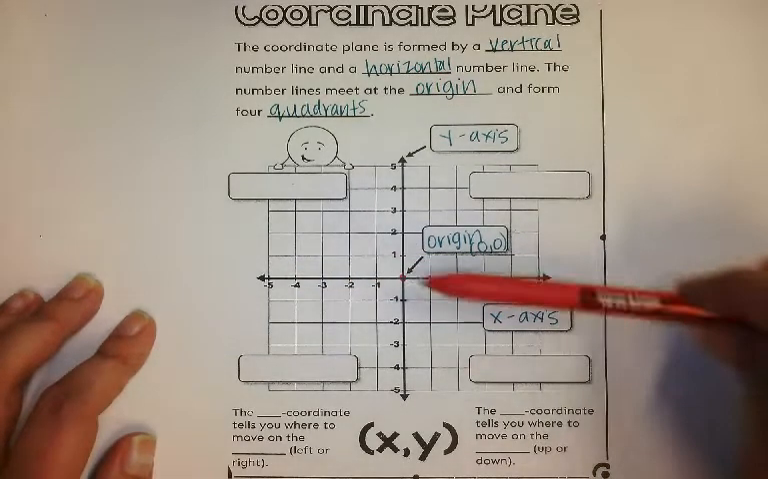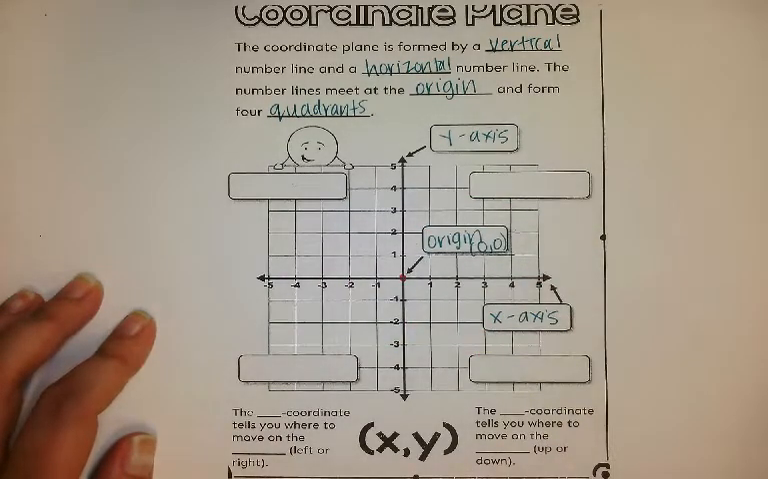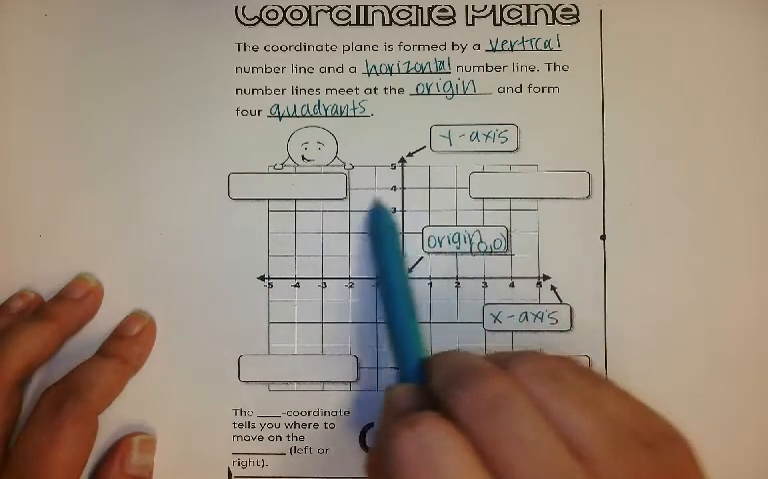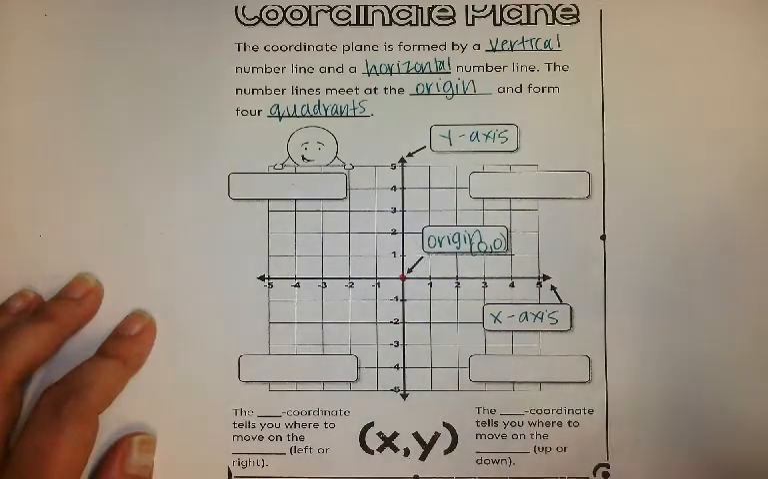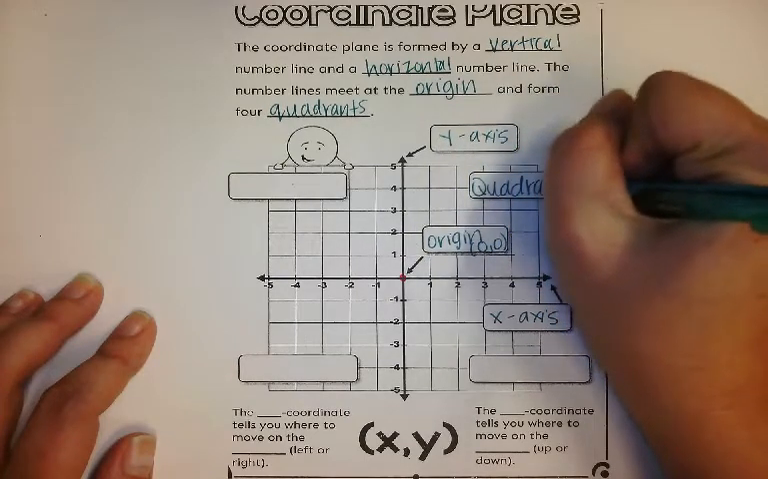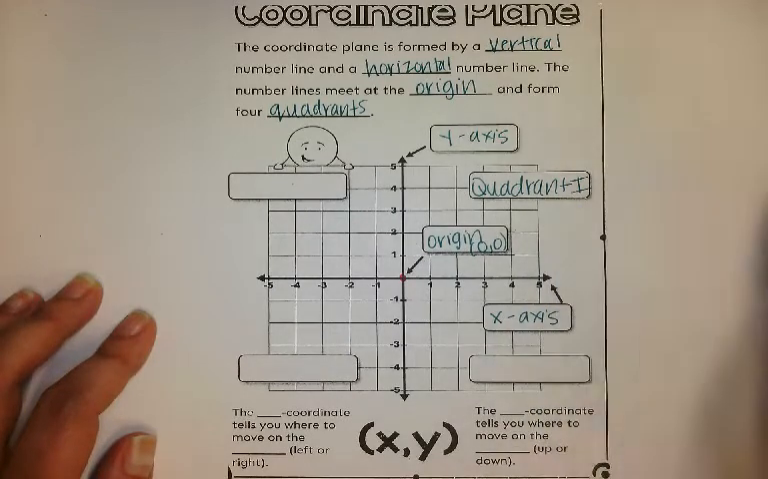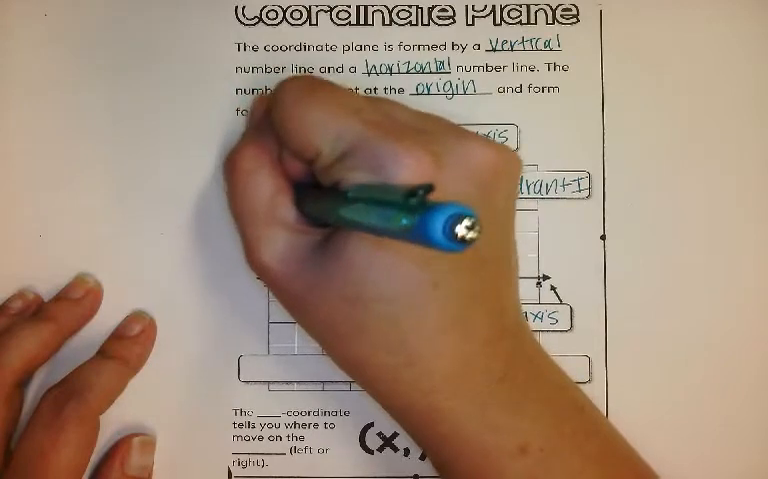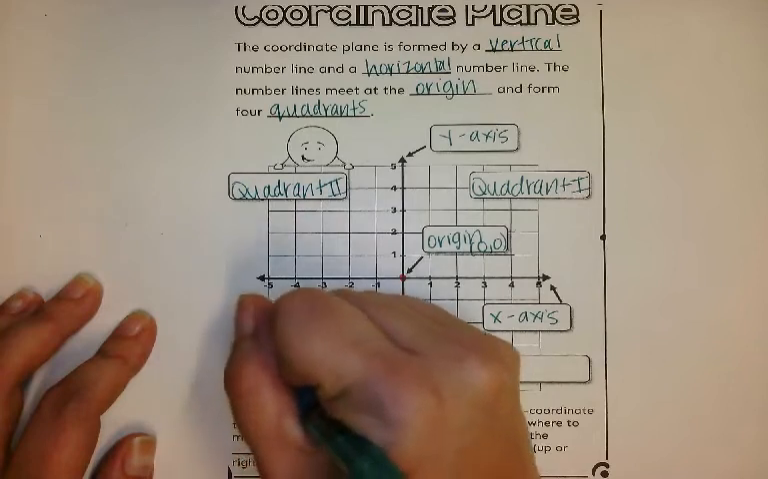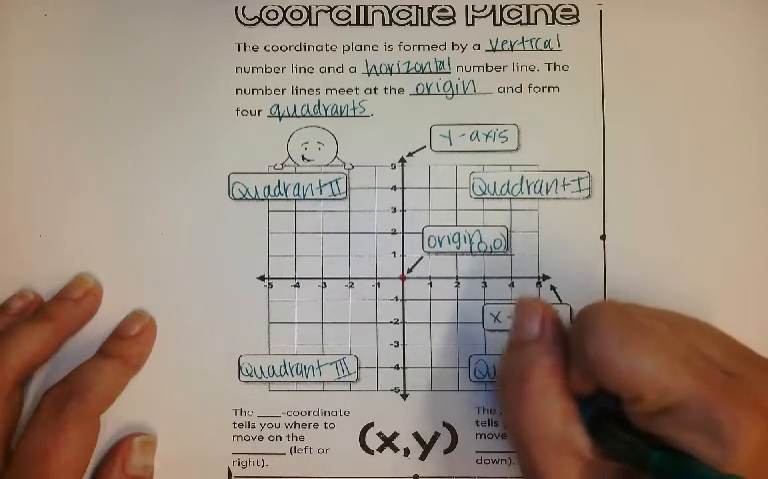As you can see, where the number lines intersect creates four quadrants, and we label them starting at the top right and moving around in a C formation. So this is quadrant 1. And we do label them with Roman numerals. This is quadrant 2, quadrant 3, and quadrant 4.